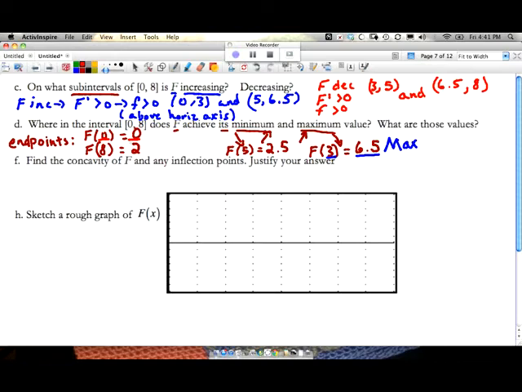So now we got to find the concavity of f. Concavity of f, that's kind of crazy because concavity of f means that we're trying to look at f double prime. But we know that capital F prime is the same as little f. So then that means that capital F double prime is really the same as little f prime.